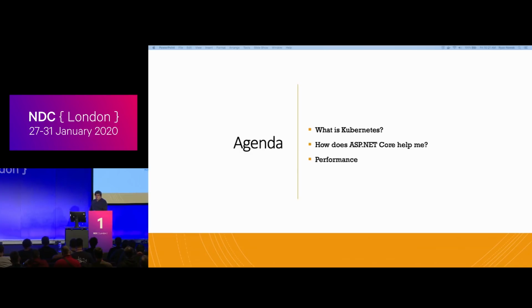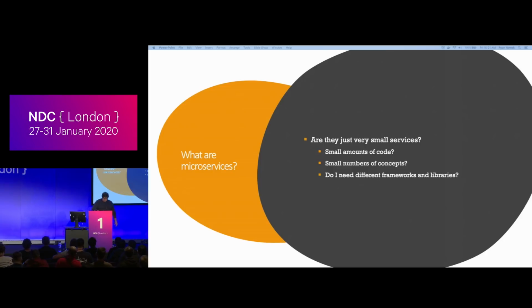So today we're going to be talking about microservices, and I'm going to be talking about microservices in the context of ASP.NET Core, .NET Core, and Kubernetes. And so what is Kubernetes? How would you use ASP.NET Core and Kubernetes? And what are some things that we can learn about performance of .NET Core and ASP.NET Core in containers? That's what's on our agenda for today.